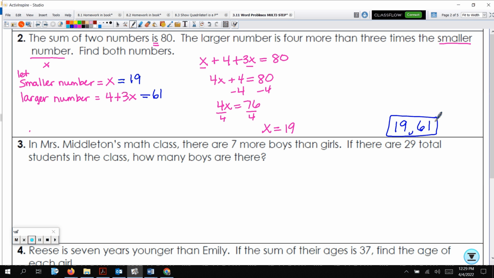Oh, math. I love math. Here we go. In Mrs. Middleton's math class, there are 7 more boys than girls. Okay, there it is. The last thing, that's x. So we're going to let girls equal x.